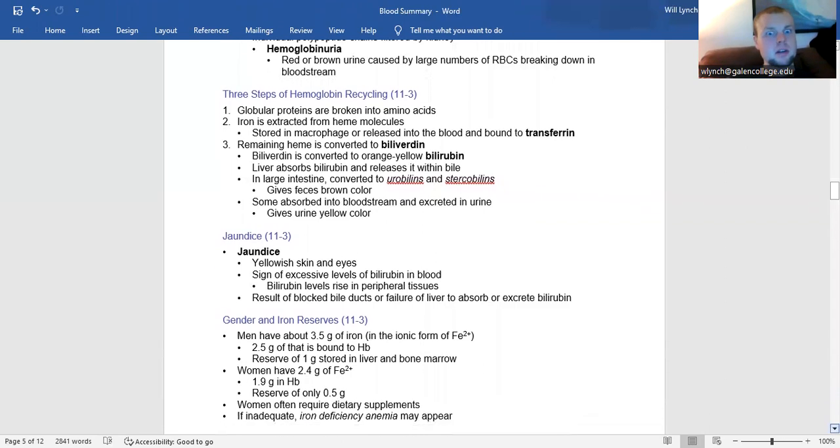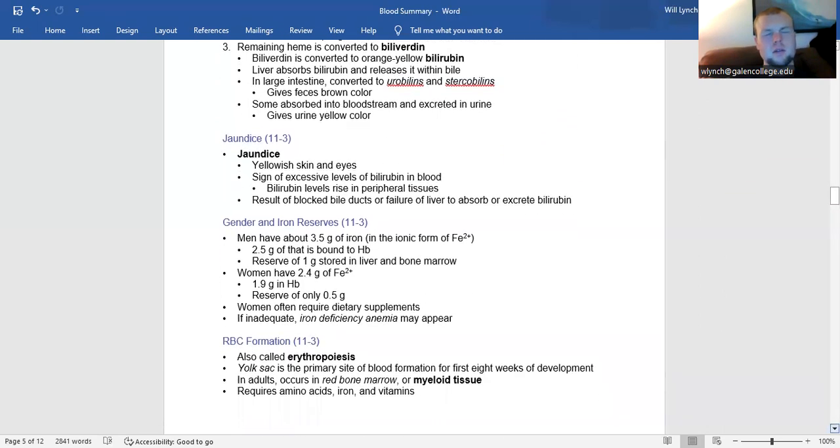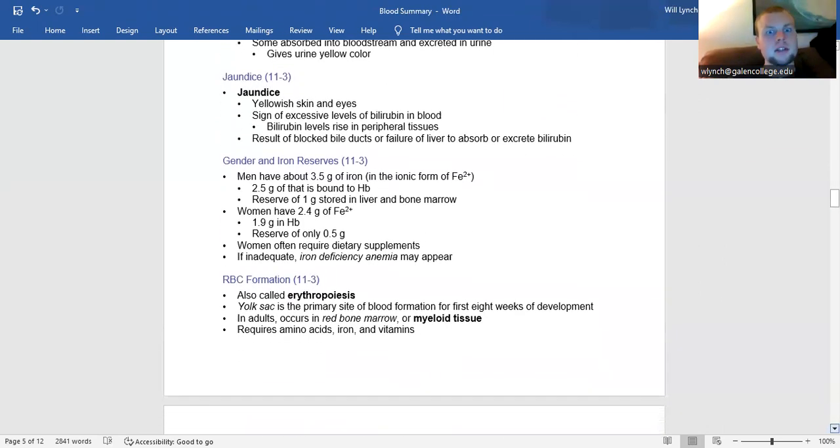When we get dysfunction of red blood cells, the liver, degradation, even the gallbladder, we see things like jaundice. Okay, so jaundice is because of that bilirubin buildup. Jaundice is a condition that is yellowish coloration, whether that be of the eyes, the nails, and the skin. This is going to be a sign of excessive levels of bilirubin in the blood, which of course is going to give us this yellowish pigment.